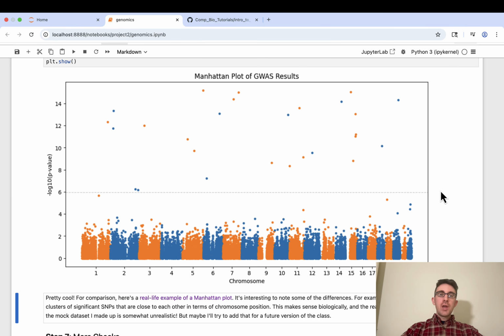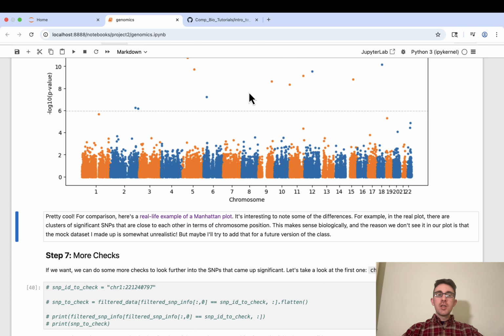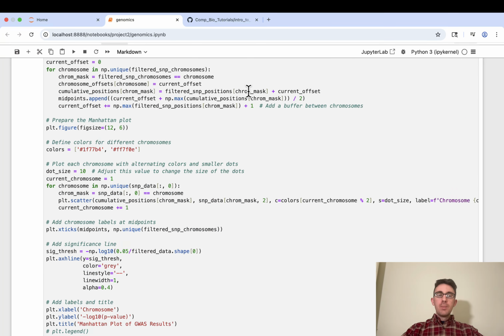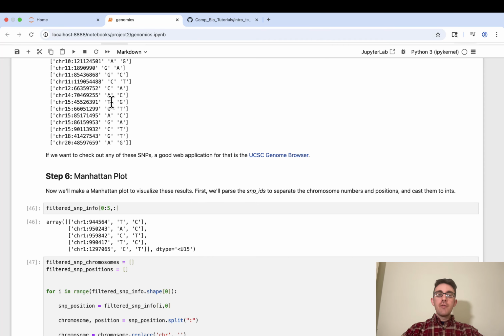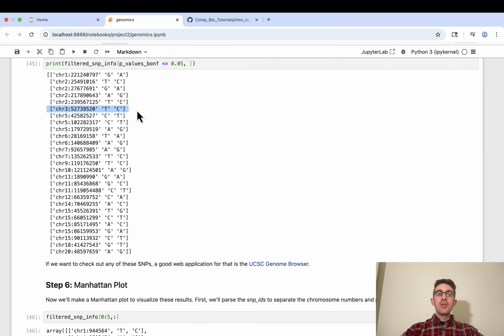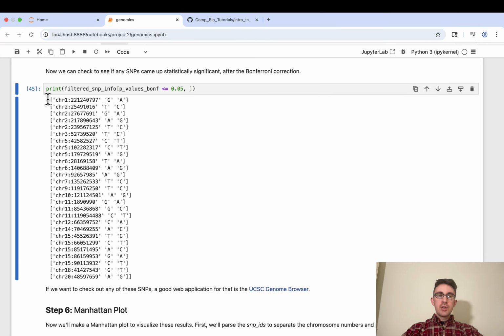I showed you already how to make a Manhattan plot, and this video will be a couple more checks for these SNPs of interest that we found. If you remember, we found a whole list of SNPs of interest that came up significant after the Bonferroni correction. So I'm going to show you a little more code to do some more basic checks on these SNPs.